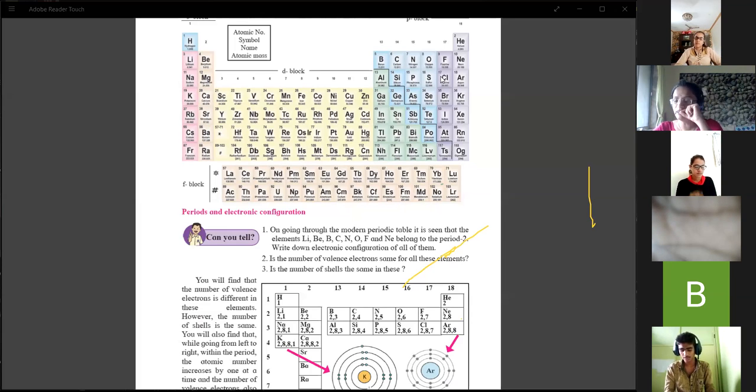The use of helium is in welding and electronics. Then neon. Neon is used for light, in advertising boards and lights. Then argon, again light bulbs. The inner lining of the light bulb is made up of argon.